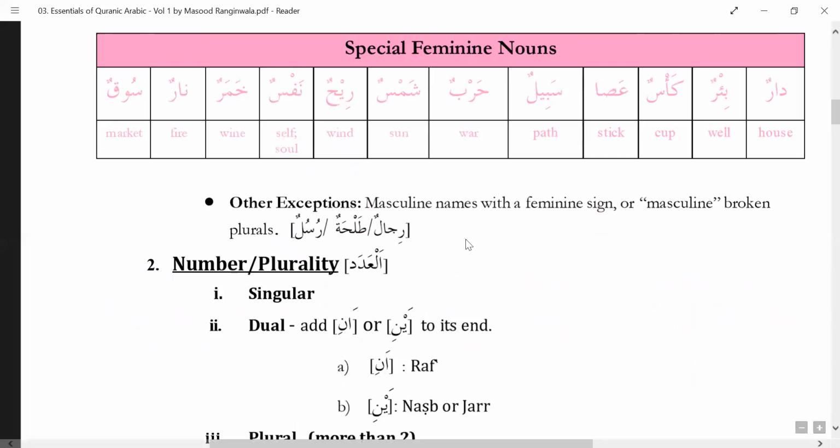Now, other than that, you have some words which are broken plurals, which we did above. Broken plurals are considered feminine in Arabic. This is just as a rule: when Arabs would talk, whenever they would come across a broken plural, they would refer to it as a she, as a feminine.